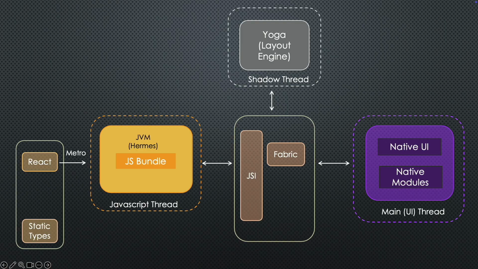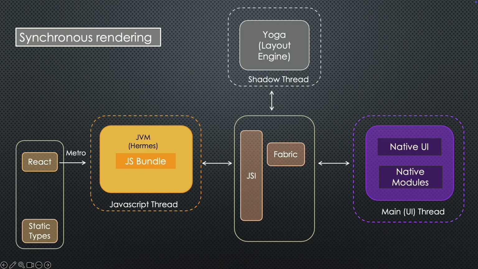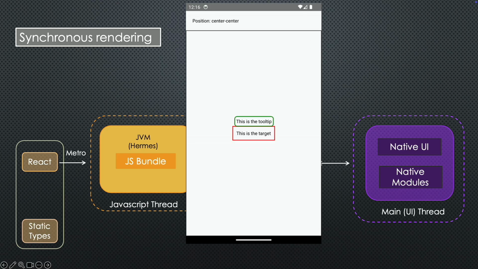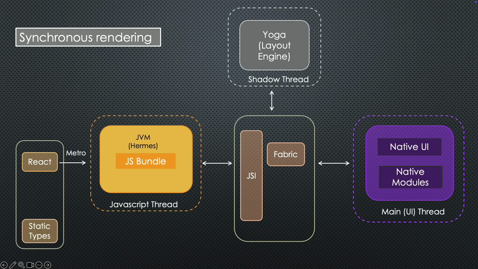For example, the tooltip issue we saw earlier in the old architecture disappears with synchronous measurements. You can see the difference. Now it's moving synchronously. Another good thing about Fabric is that it also supports multi-priority scheduling.